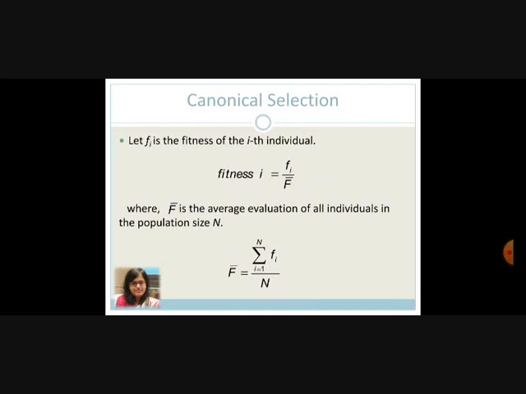Here suppose for one particular gene, that is the i-th gene, your fitness value is Fi. Are we going to consider that Fi value? No. We are going to divide that Fi fitness value by the average fitness, that is F bar, and calculate its fitness, that is the fitness i. So fitness i is Fi divided by F bar, where F bar is the average evaluation of all individuals in the population of size capital N, and F bar is calculated by this particular formula.